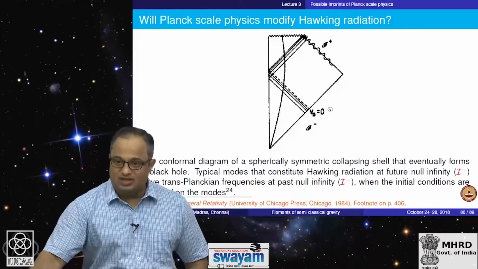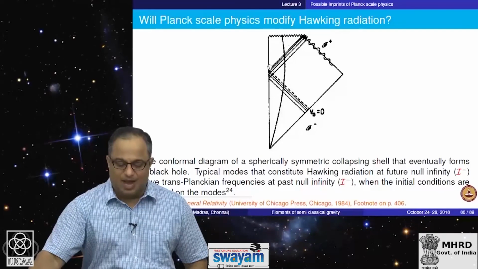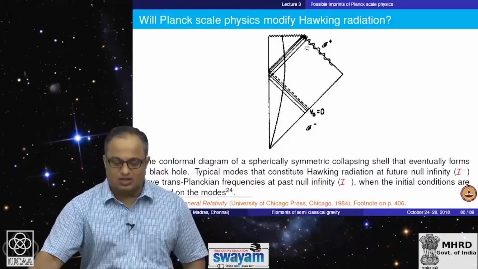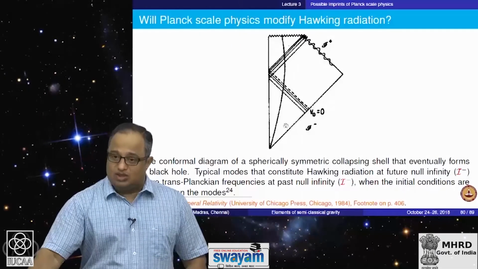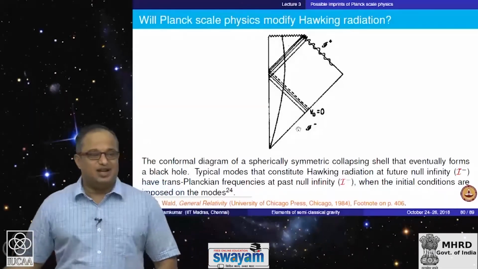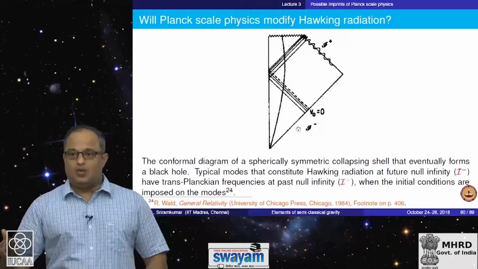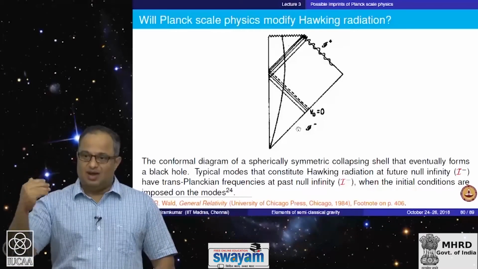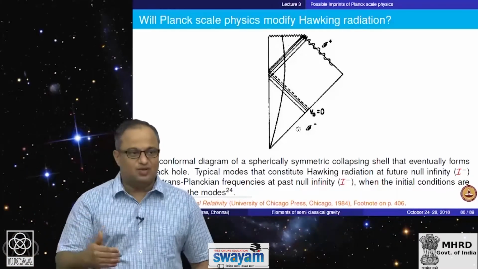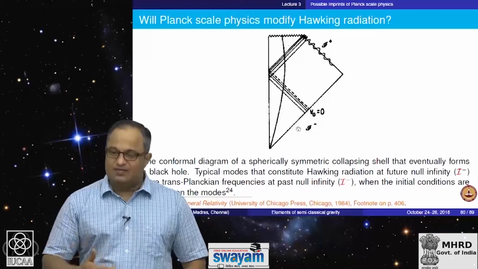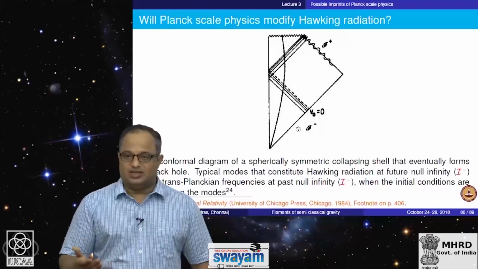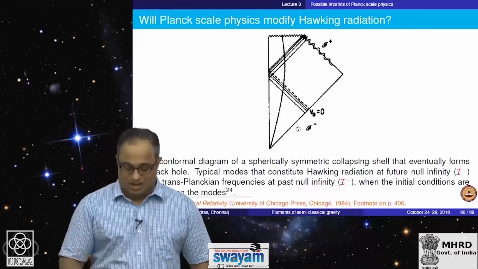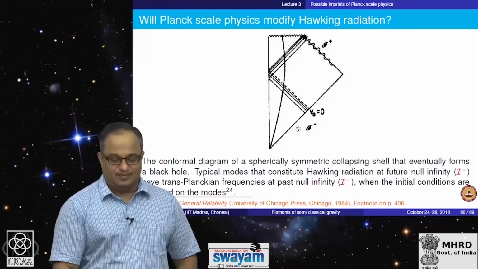Now, what one finds is the following. As you track back the frequency of the modes, if you ask what is the wavelength of a typical mode that constitutes Hawking radiation here, and ask what is its frequency when you had imposed the initial conditions on the field, its frequency is very high, higher than the Planck energy, or in terms of wavelength, its wavelength is smaller than the Planck length. And this leads to the question whether Planck scale physics can affect Hawking radiation.